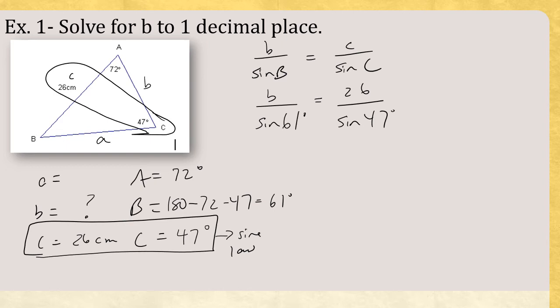Sine 61. How do I solve that? That's just a ratio question. I want to get b by itself. So how do I get that sine 61 off the bottom? I cross multiply. So b equals 26 times. Now you don't have to write the times because your calculator will just do it automatically for you. So you could just write 26 sine 61 like that over sine 47. And this says round to 1 decimal place. And you can literally type that in your calculator just like you see it.